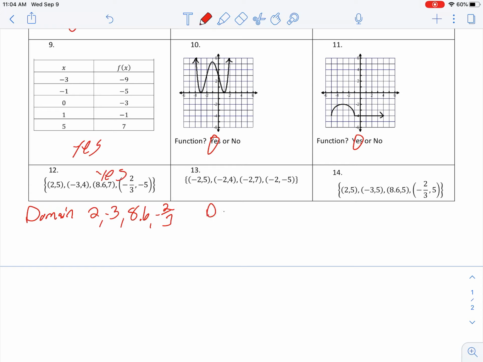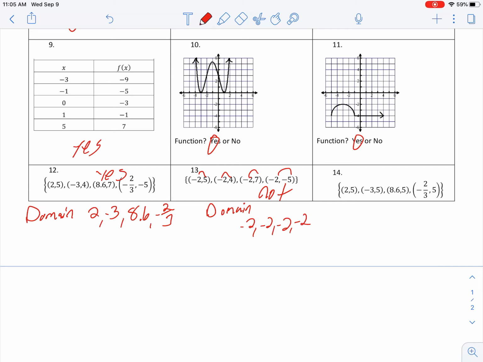Number 13, identify the domain to start off with. And I've got negative 2, negative 2. Well, I get all negative 2s. So the x is being repeated, negative 2 multiple times. And most importantly, negative 2 is going to 5, 4, 7, and negative 5. That can't happen. That negative 2 can only go to the same y. And that's not happening. It's going to different y's. So this is not a function.